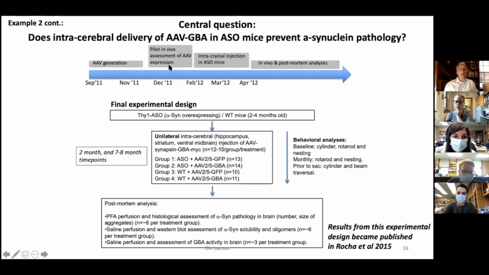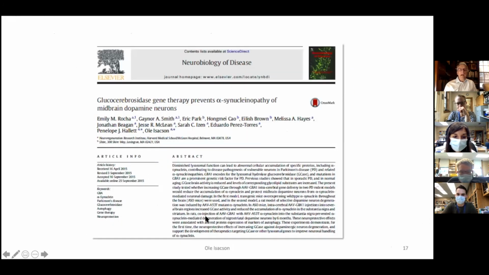We had to do these pilot experiments, and then we started with the intracranial injection, and then we had a plan here. The final experimental design, the A53T Thy1 is an overexpressing mouse, a bit of a monster mouse with massive amounts of alpha-synuclein. And then we had the plan based on our pilot, right? We had behaviors, and then we perfused the animals and studied their activity. And this led to publishable work, right? So we felt like we'd done a good job.